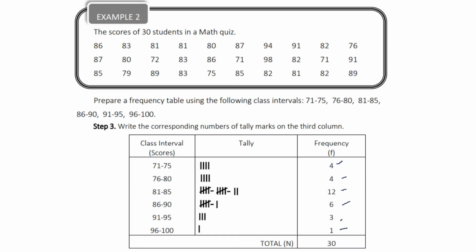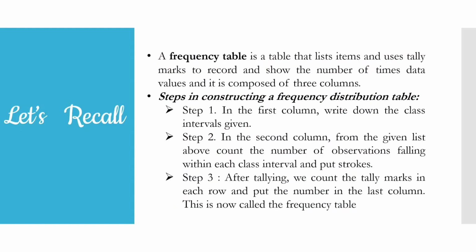And the total, when we add all of those, is 30. So that is equal to the number of data that we have gathered. It means that it is complete. So this is our frequency table for example number 2. I hope that you were able to follow with our examples.